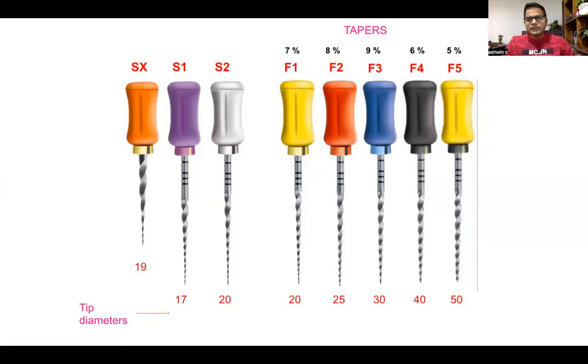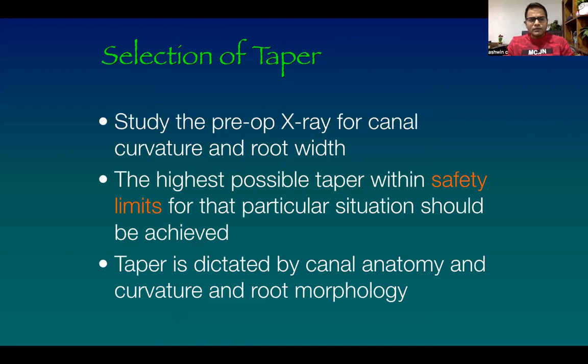Okay. So this is just for the example. These are pictures of hand files, but actually this is a ProTaper. So if you see these files, these are the progressive taper files. So how will you select the taper? By studying the preoperative x-ray for the canal curvature and the root width. The highest possible taper within the safety limit for that particular situation should be selected for that case. And taper is dictated by canal anatomy, curvature and root morphology.